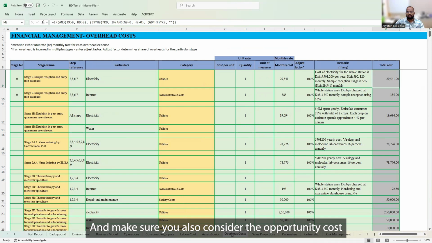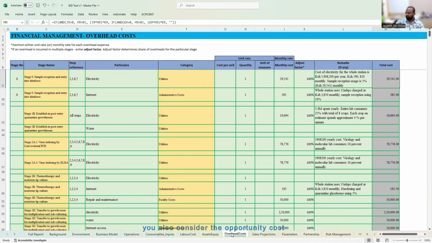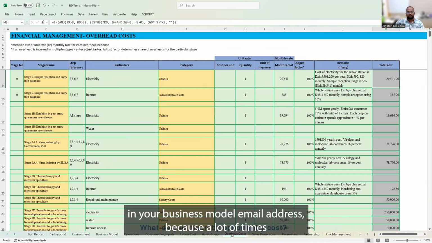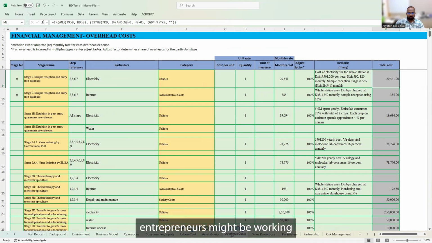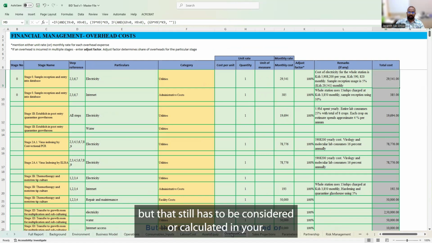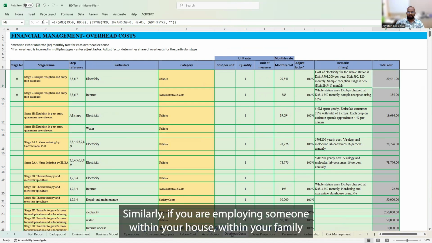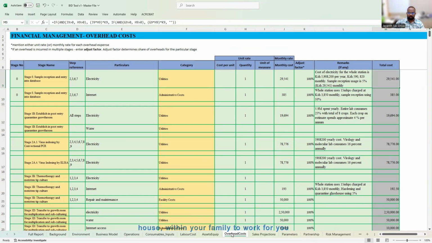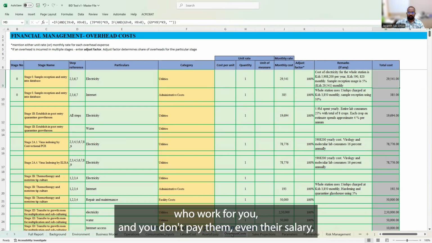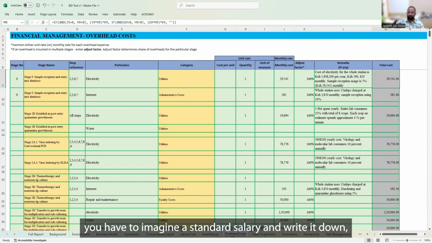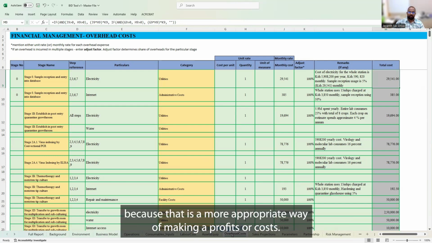And make sure you also consider the opportunity cost in your business. What do you mean by opportunity cost? A lot of times entrepreneurs might be working in their own house. Now the rent will not be paid to anyone because it's their own house, but that still has to be considered or calculated in your calculation. Similarly, if you're employing someone within your family to work for you, and you don't pay them even their salary, you have to imagine a standard salary and write it down, because that is a more appropriate way of calculating your profits or costs.